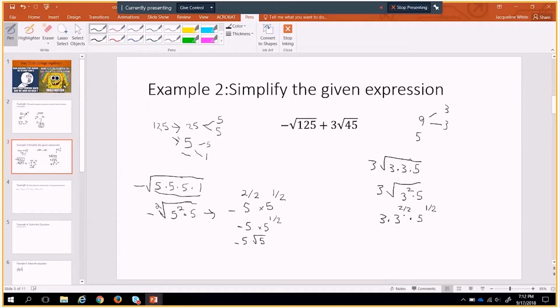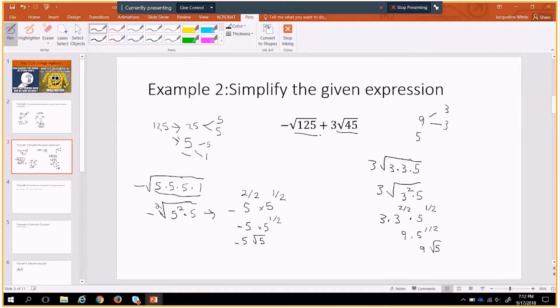So what is that 3 to the 2 over 2? That's just 3 to the first power. So we have 3 times 3. So that's 9 times 5 to the 1/2. Right, and 5 to the 1/2 again is just the square root of 5. So in total, we have 9 times square root of 5. Right? So that's this part.